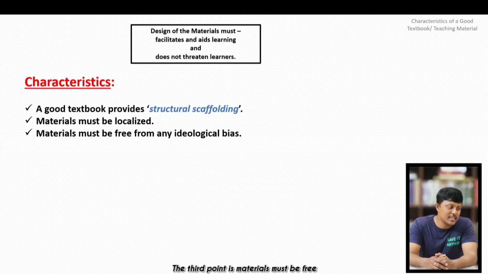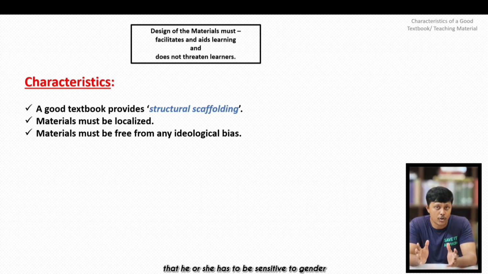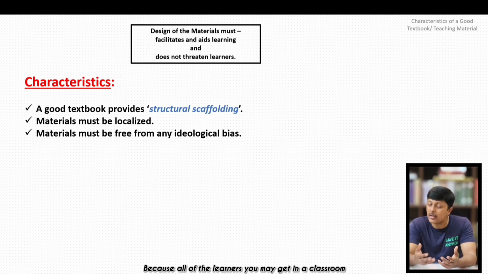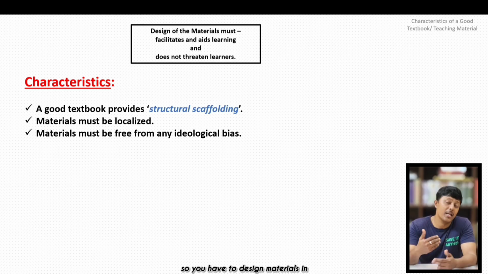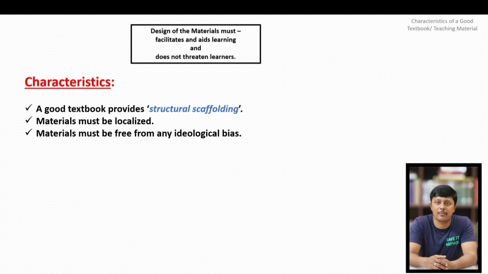The third point is materials must be free from any ideological biases. While designing materials, one must be aware that he or she has to be sensitive to gender, marginalized sections of the society, and persons with disability, because all of these learners you may get in a classroom. So you have to design materials in such a way that every learner can get their lessons properly or at least understand the materials properly.